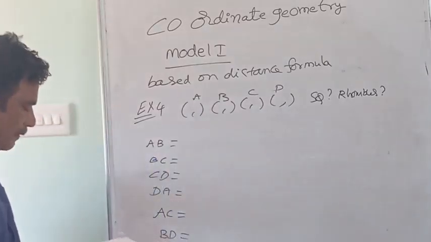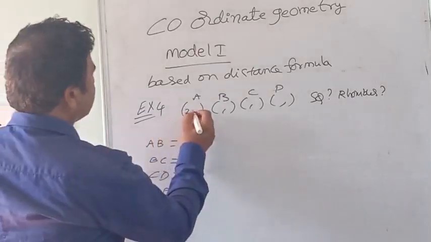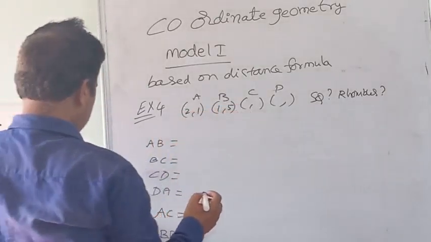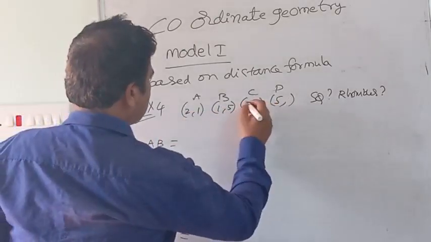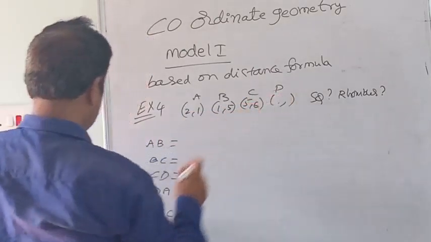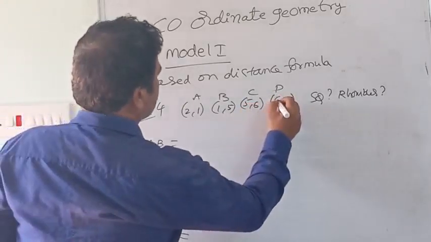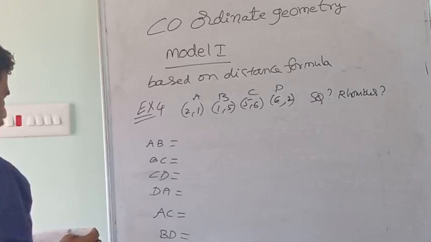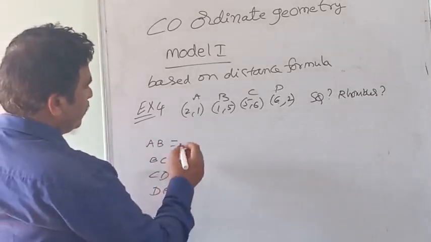See example 2. The points are A(2, 1), B(1, 5), C(5, 6), D(6, 2). Find distance AB.